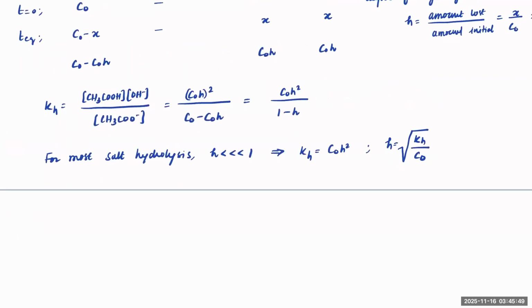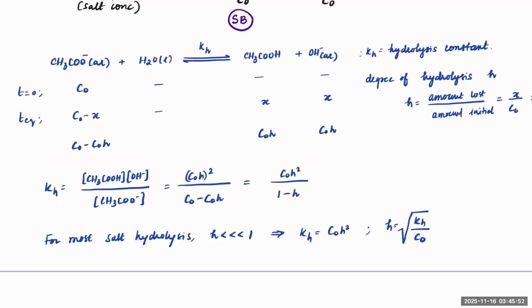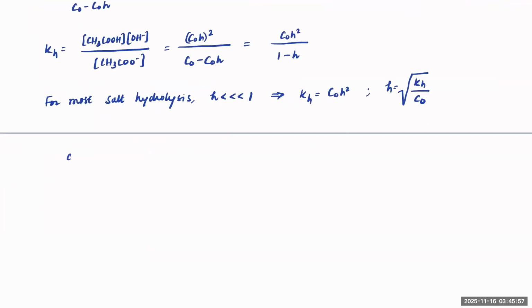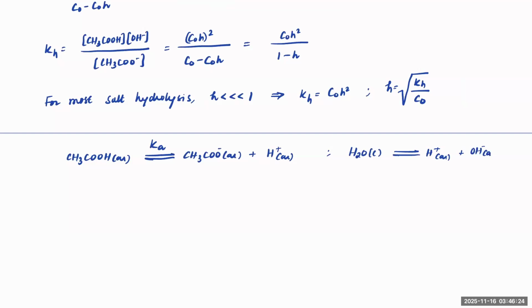Now notice this part. Whenever we have an acid forming in the solution, it will always try to maintain an equilibrium with its own ions. That is CH3COOH in equilibrium with CH3COO minus plus H plus. So that means this equilibrium will always be existing, which will be Ka. Likewise, water will also always maintain its equilibrium, that is H plus ions and OH minus ions, and that we define as Kw.